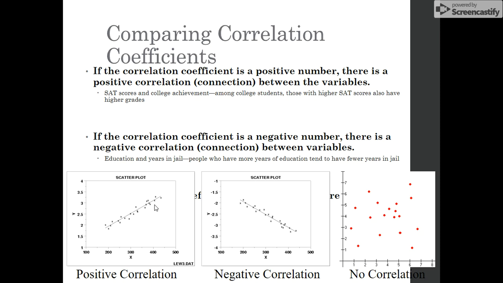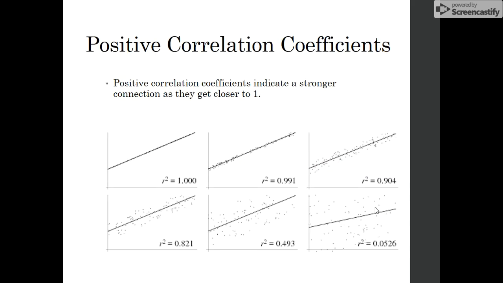If the correlation is negative, okay, that means with the scatter plot, it's going to go down. So education and years in jail. People who have more years of education tend to have fewer years in jail. So the more you go one way, the more the other goes down, they're negative. Or if there's no relationship whatsoever, you get them all scattered out everywhere. And so that's no correlation. So again, like I said, the closer the coefficient is to 1, the stronger the relationship.